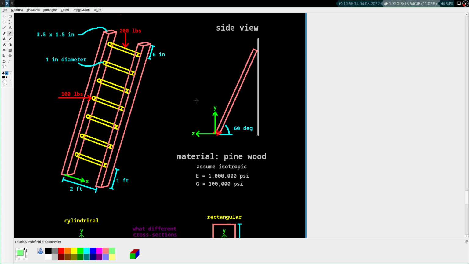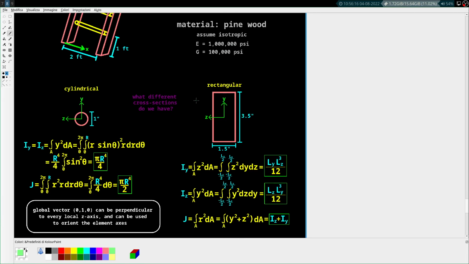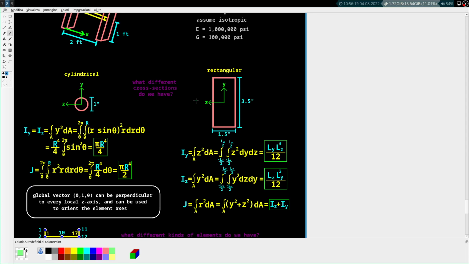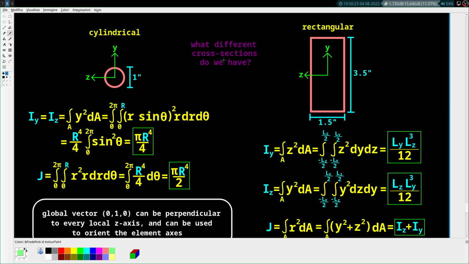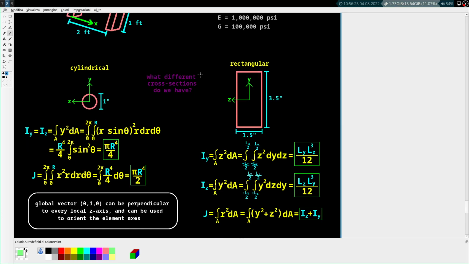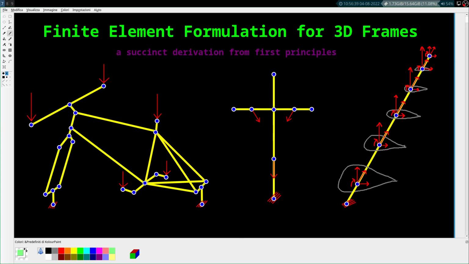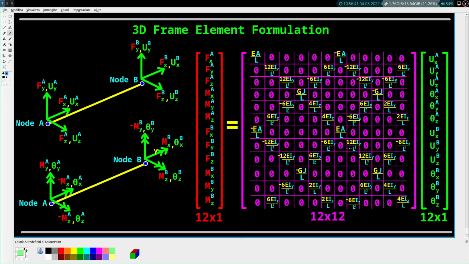That's all of that. Now, a couple questions to answer. What are the different cross sections that we have? We have a cylindrical cross section and a rectangular one, and so we can compute these polar moments of inertia and the area moments of inertia based off the expressions that we had come up with previously, because we need these for our matrix, right? These are values that we care about dearly for going into here.